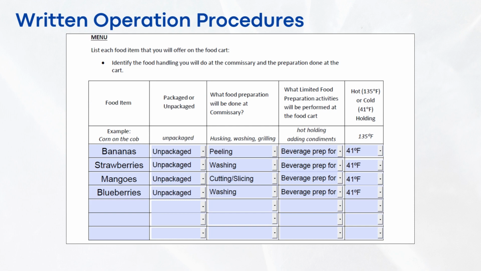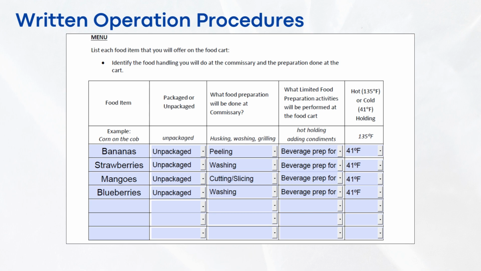And now we are on to page 2, the menu. This is where you will list each food item that will be offered on the CMFO. Choose whether the food is packaged or unpackaged. Then, choose a type of food preparation that will be done at the commissary or shared food facility. The options are cooking, cooling, cutting or slicing, freezing, grilling, grinding, husking, packaging, peeling, reheating, thawing, or washing.